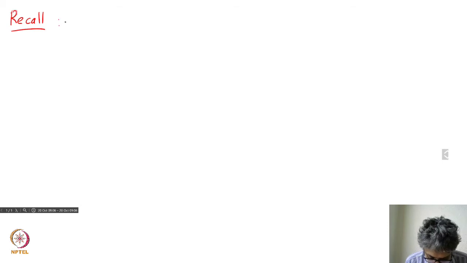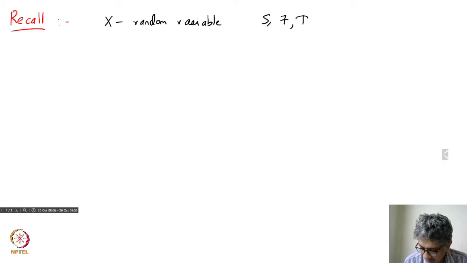We'll start again. So I just want to quickly recall what I did last time. So what we were doing, we were trying to understand. X was a random variable on a sample space S, with events F and probability P. X was a discrete random variable as far as we were concerned.